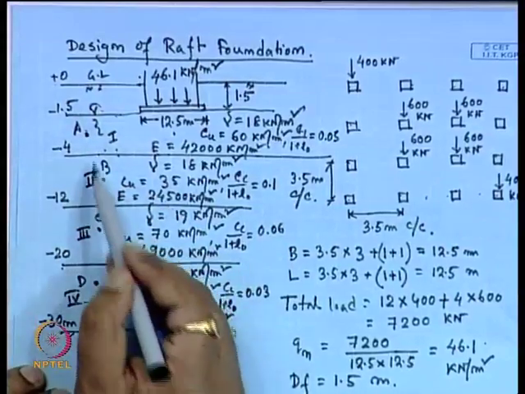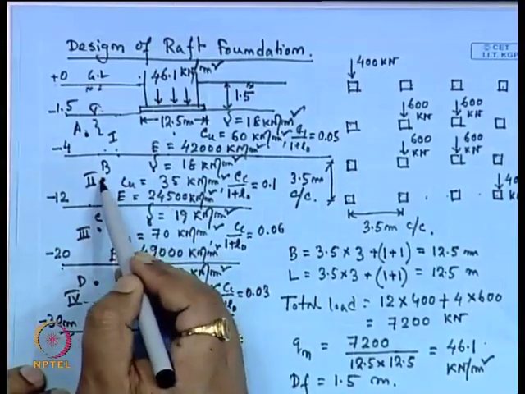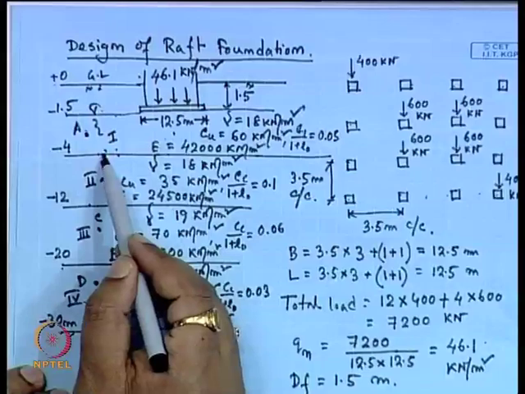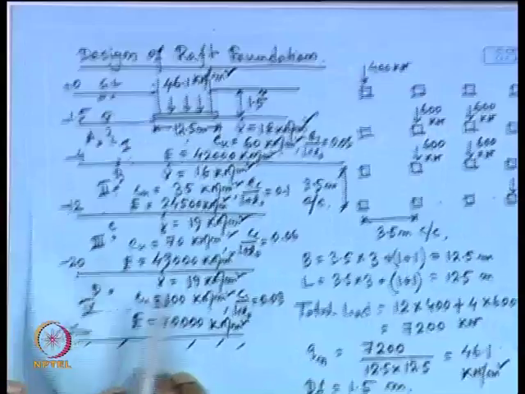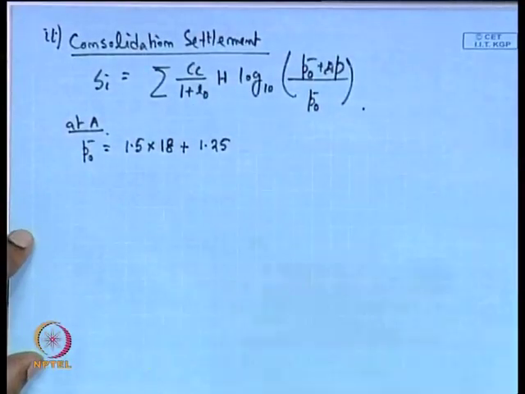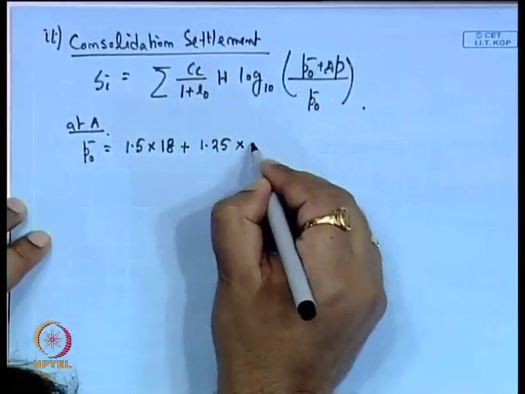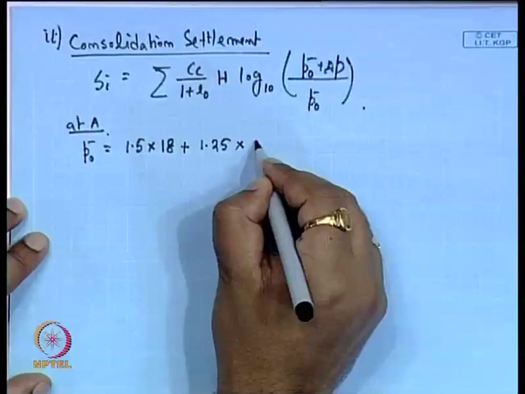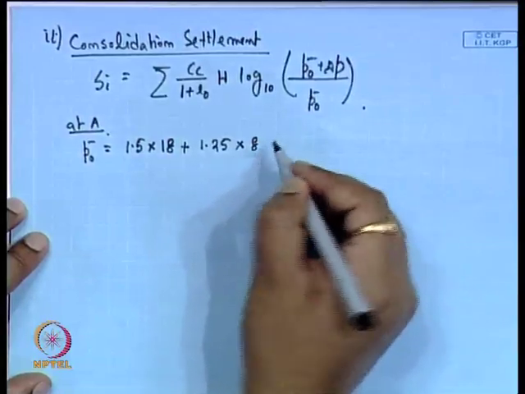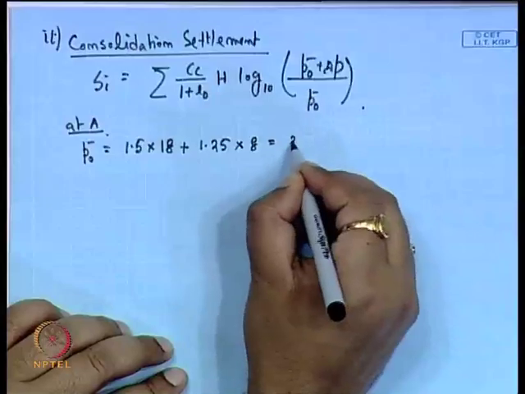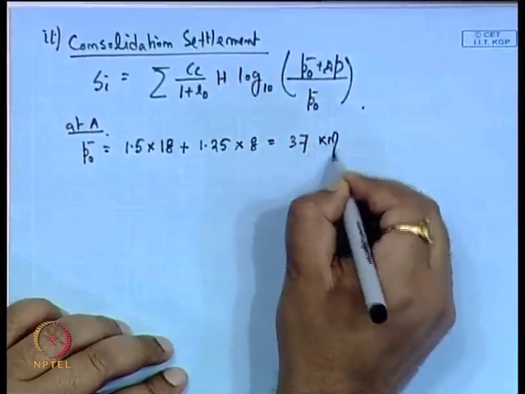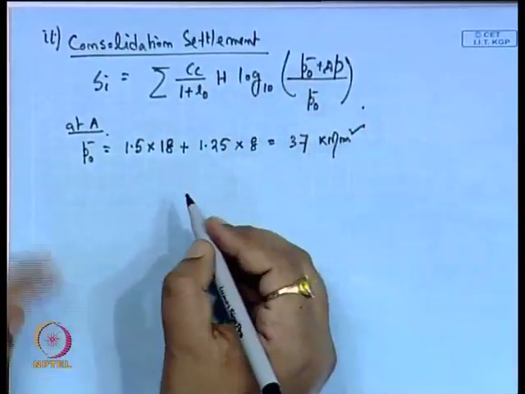Here also the layer thickness is 8 meter, so this point is 4 meter from the start of this layer. Similarly, we can calculate this as 1.25, and the water table is 1.5 meter below the ground level, so this will be 8, because 18 minus 10. So, this value is 37 kilonewton per meter square.